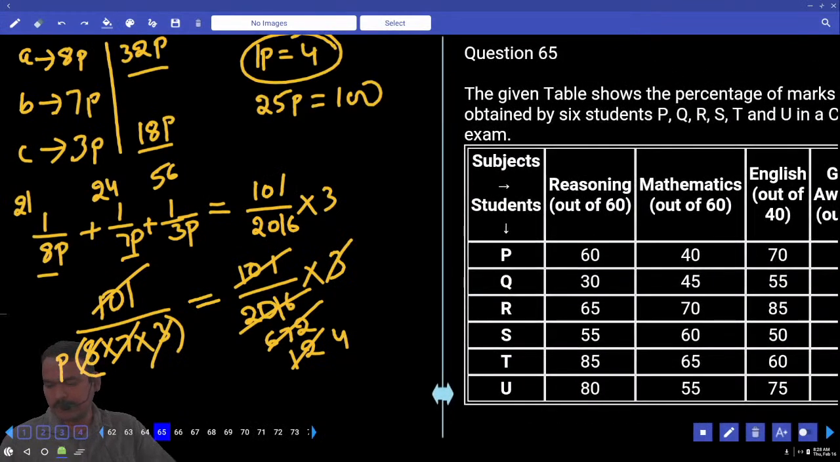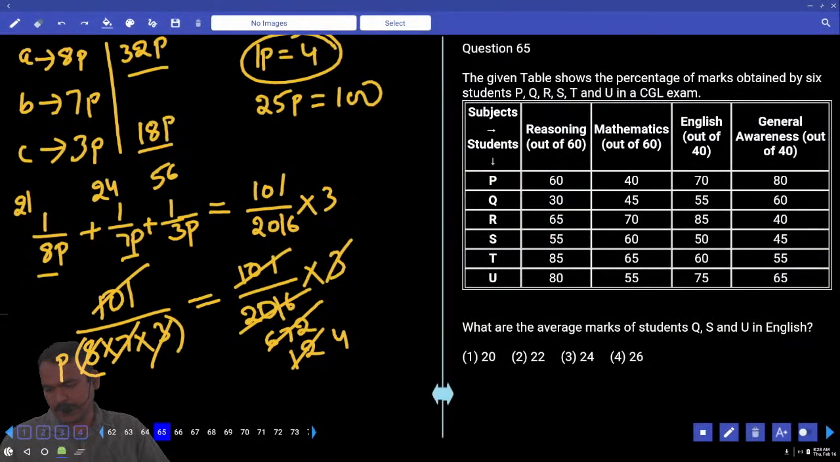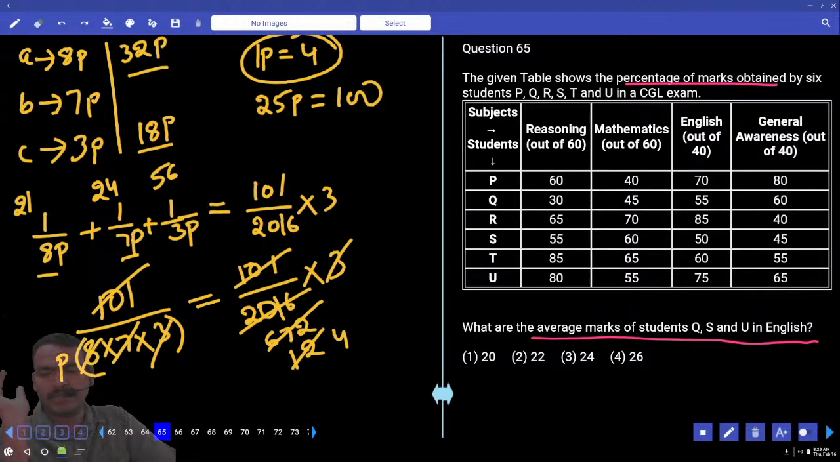Next, 65. Can I skip the 65 question? I think it is a direct question. What are the average marks of students Q, S, U in English? But is the data given in percentage or value? Percentage. The given table shows the percentage of marks obtained by 6 students, or not.